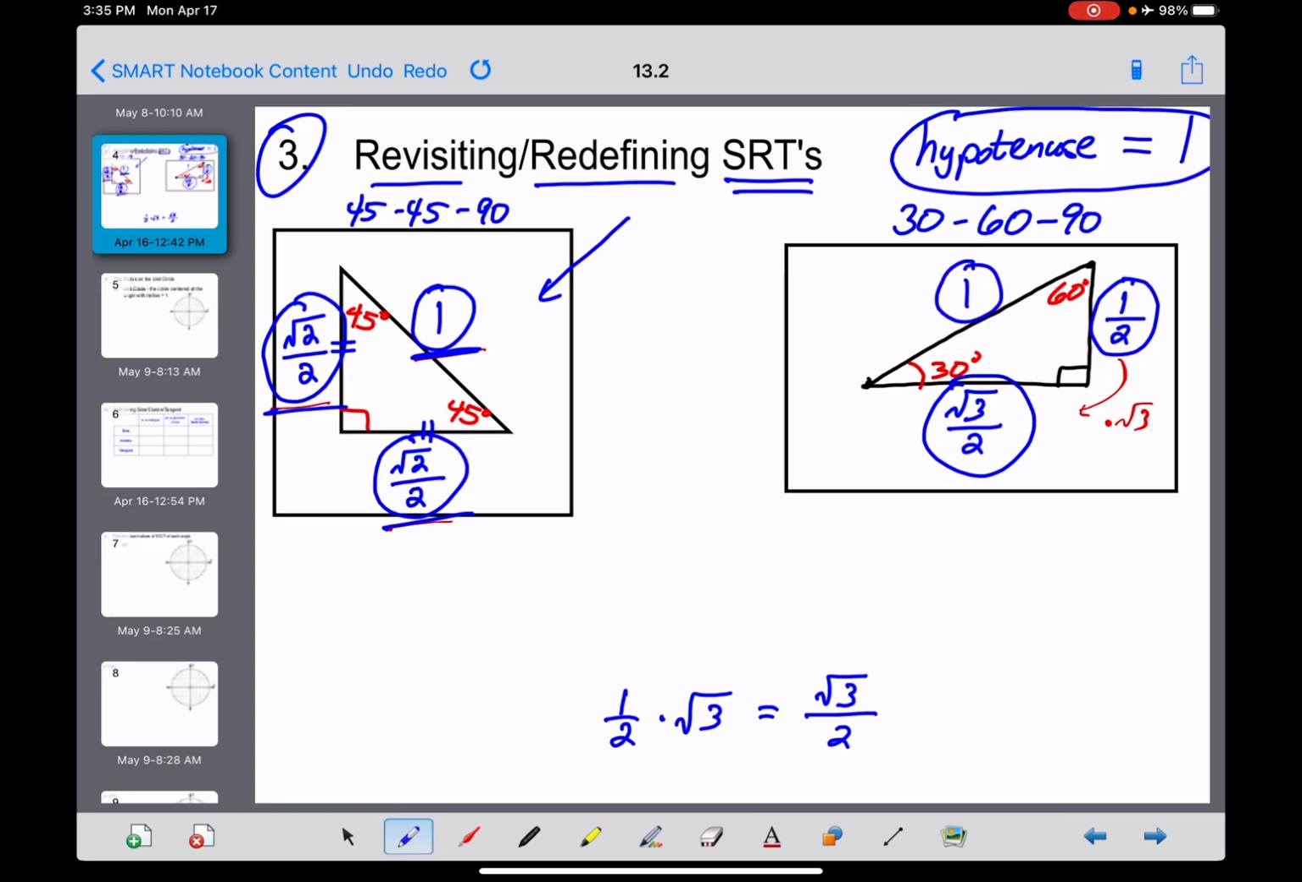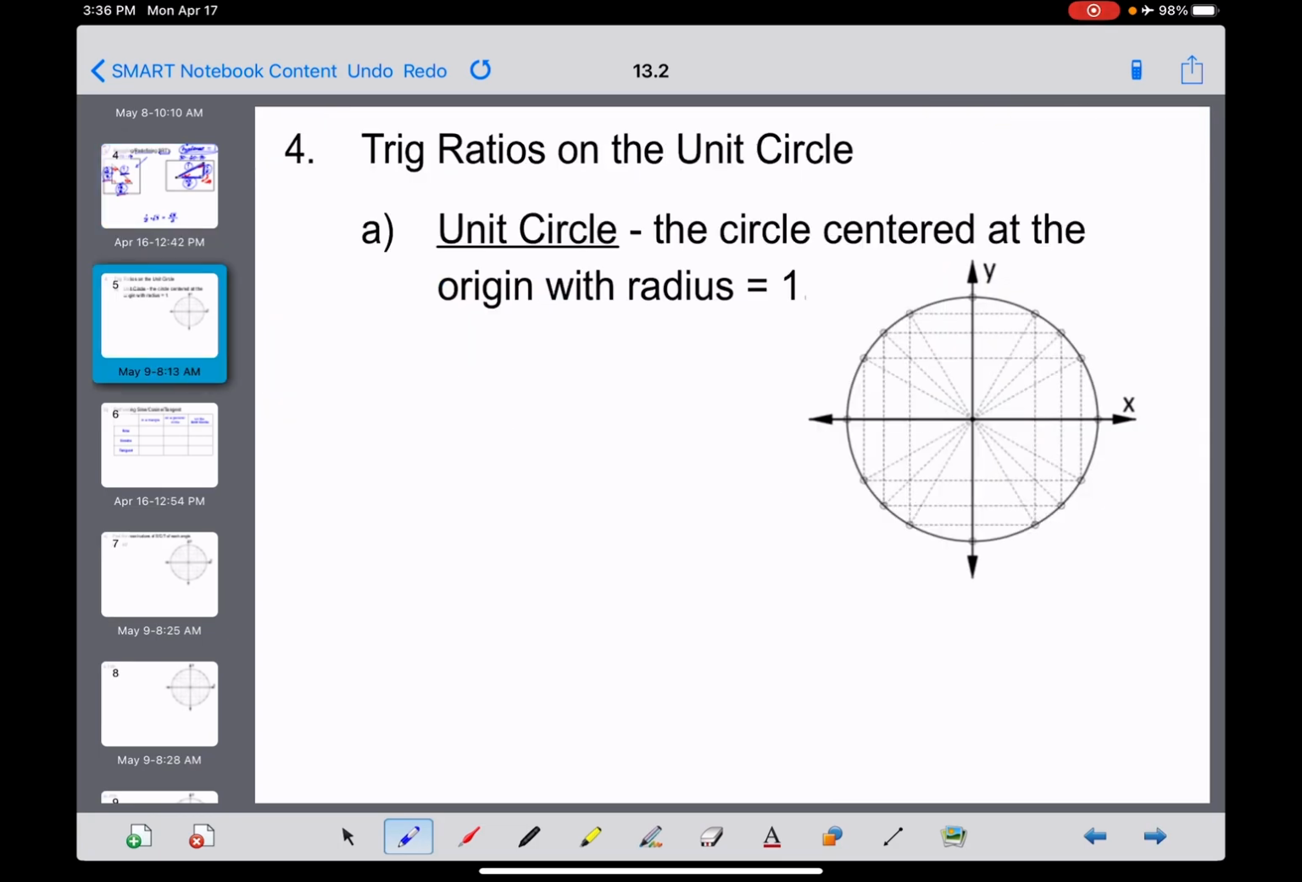In a 30, 60, 90 triangle, on the unit circle, where your hypotenuse is 1, your short leg is 1/2, your long leg is root 3 over 2, and your hypotenuse is 1. Now I'm going to come back to those in about 5 minutes, and you're going to see why those numbers are so important in just a second.